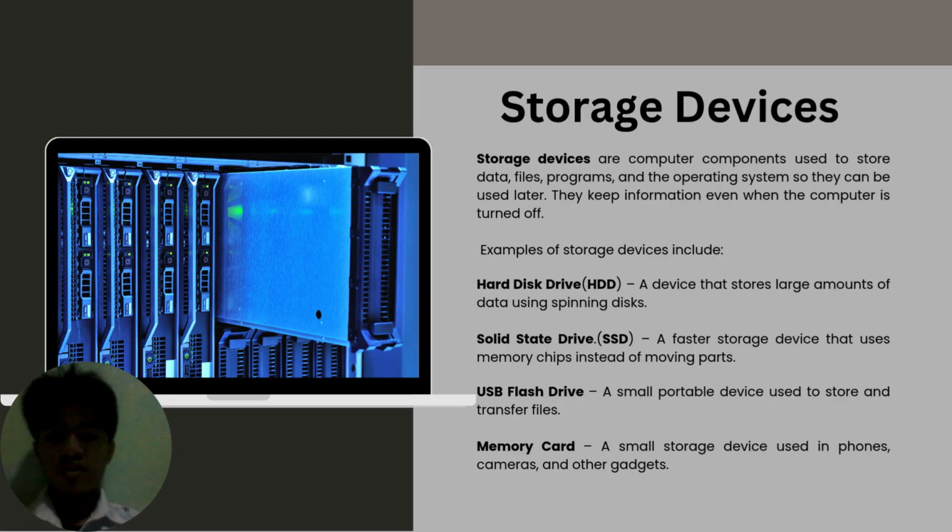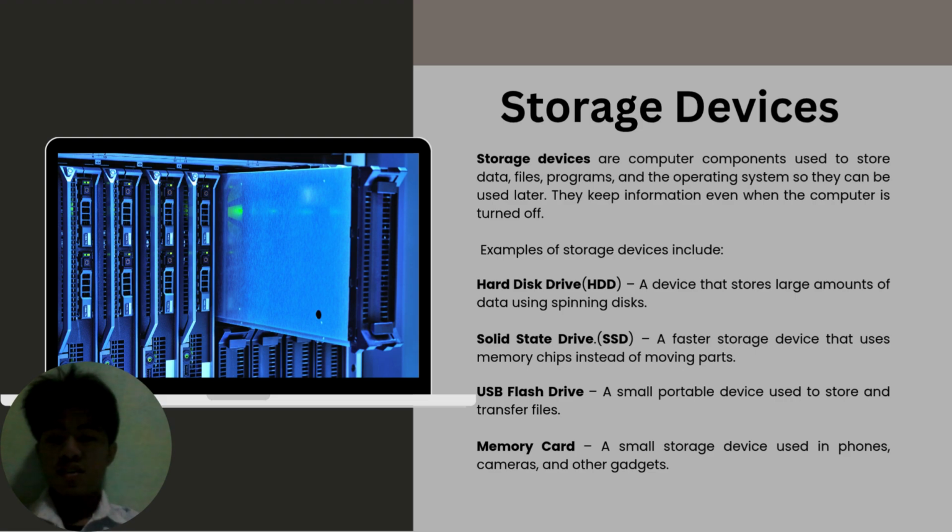So now here we are in the storage devices. Storage devices are computer components used to store data, files, programs, and the operating system so they can be used later. They keep information even when the computer is turned off. Here's an explanation of the storage devices included. Hard disk drive: a device that stores a large amount of data using spinning disks.